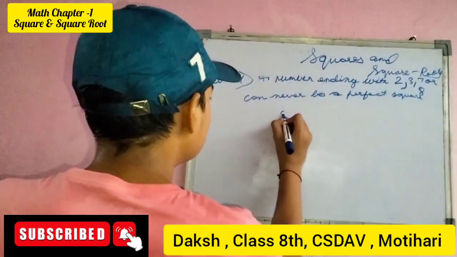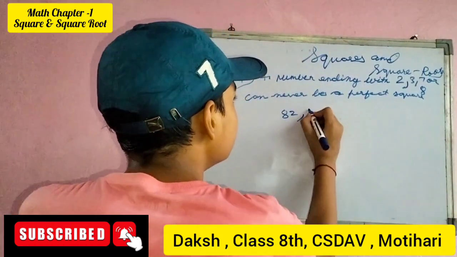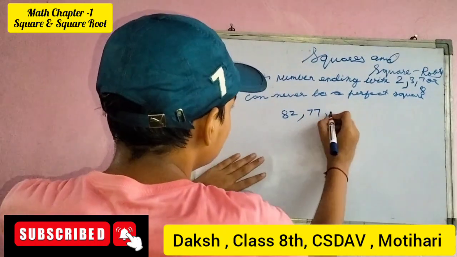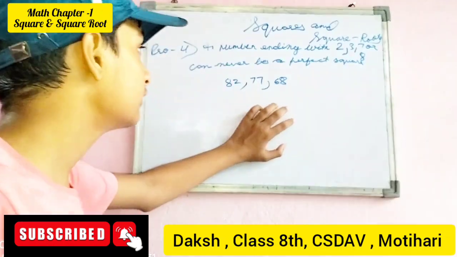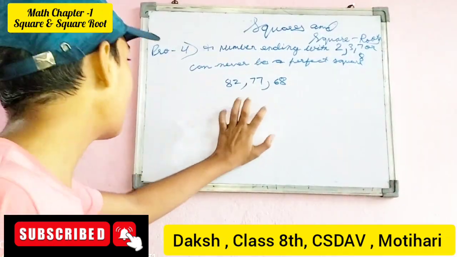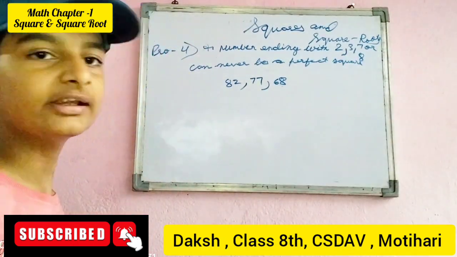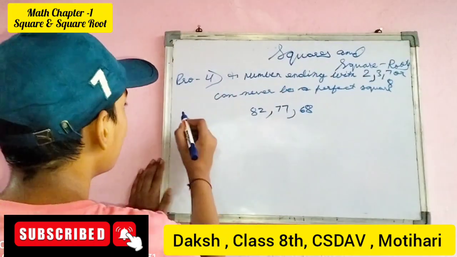Let's take for example 82. 82 is not a perfect square. 77 is not a perfect square. 68 is not a perfect square. These three numbers over here are not perfect squares. Any number that ends with 2, 3, 7 or 8 can never be a perfect square. Now comes property number 5.